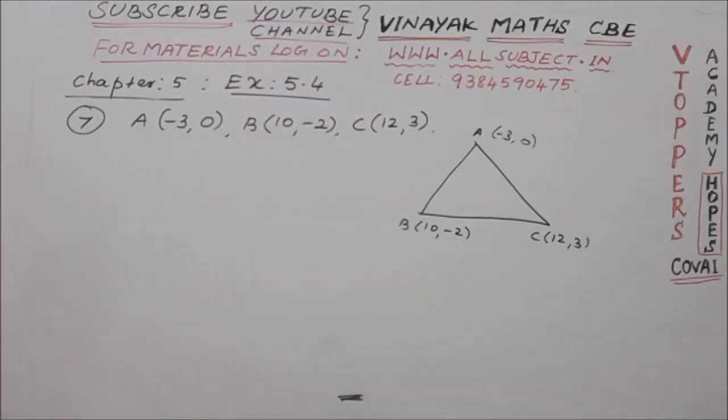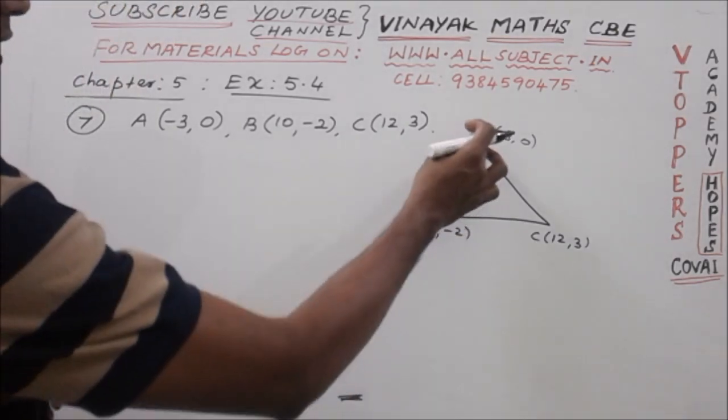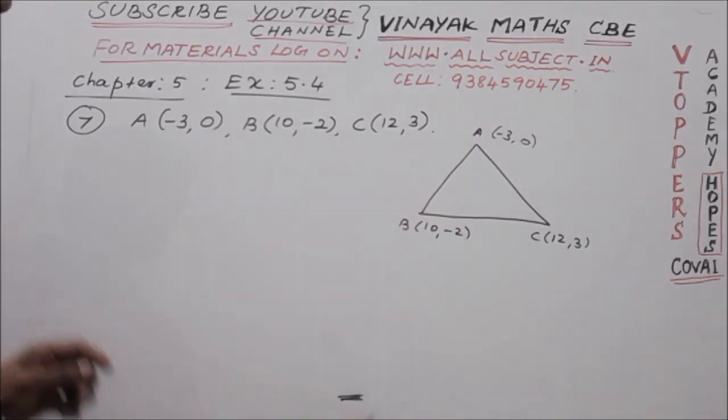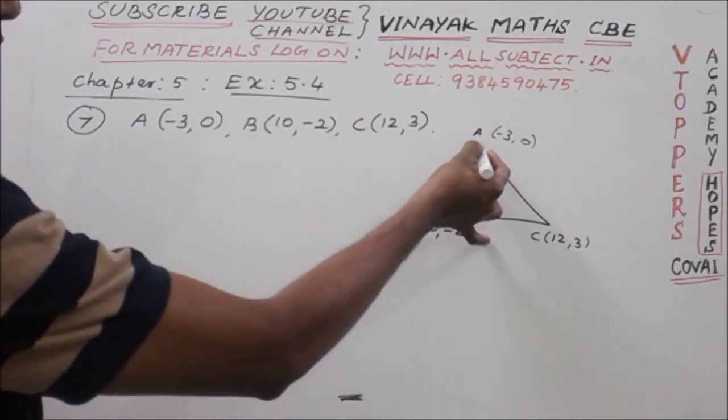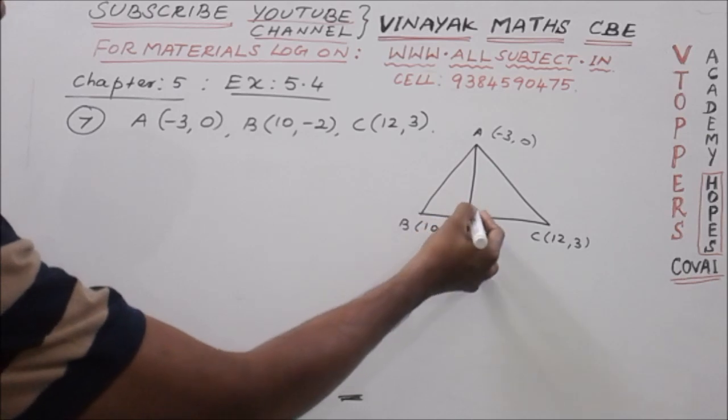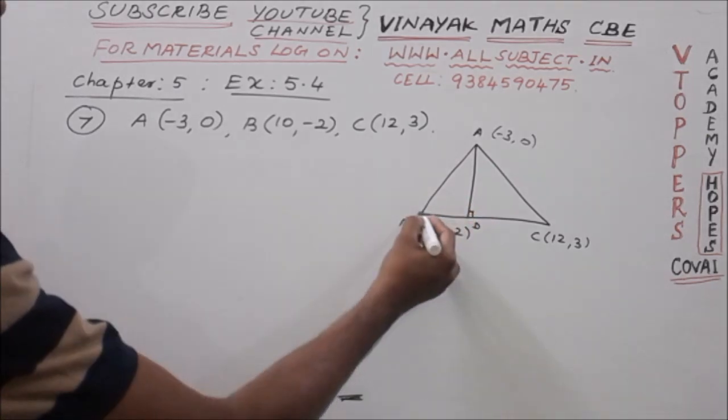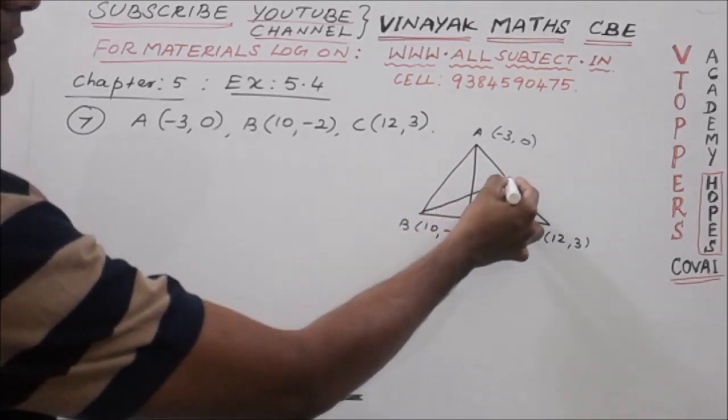Now we need to find the equation of altitudes through A and B. Equation of altitudes through A and B. That is, let it be the altitude AD and one another as BE.